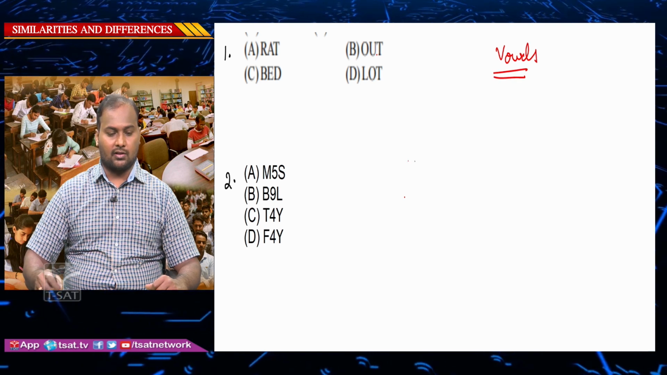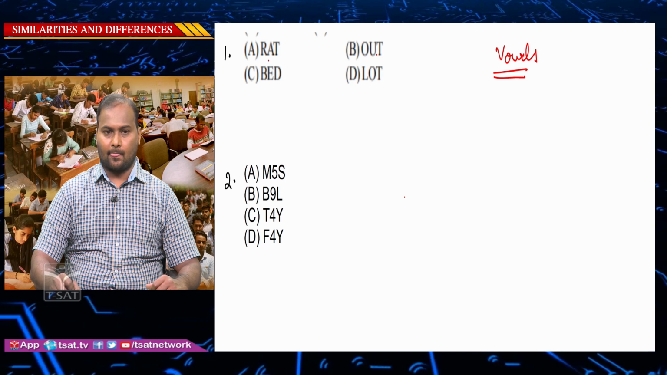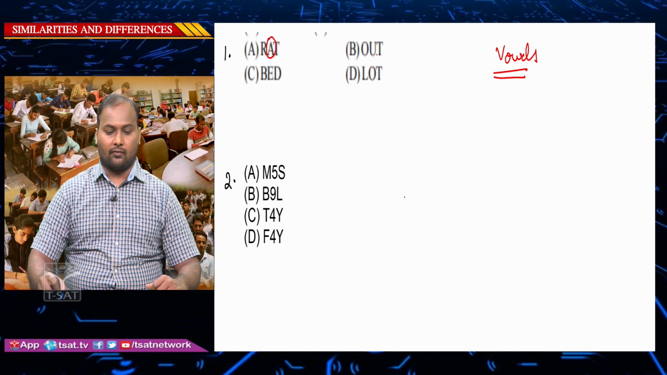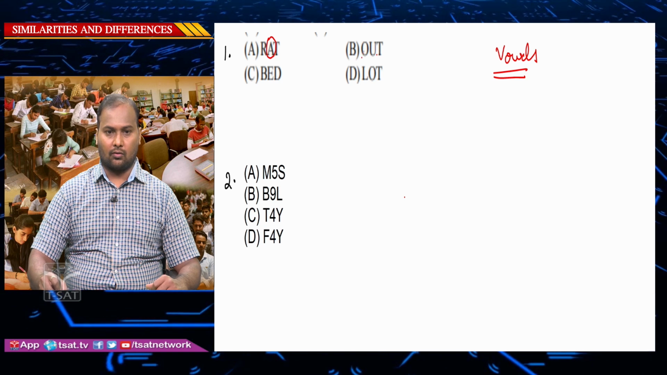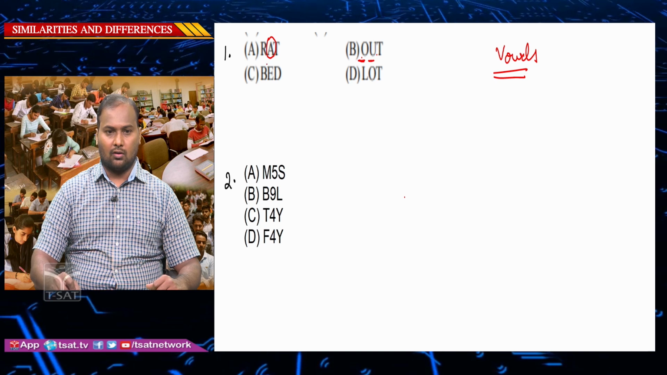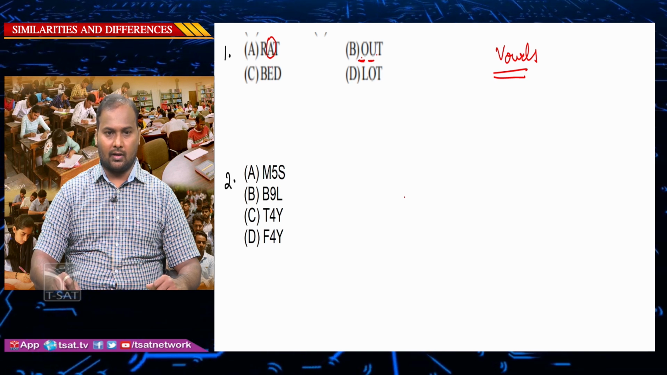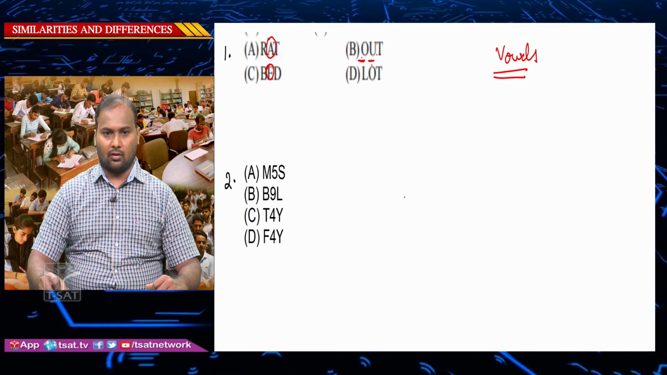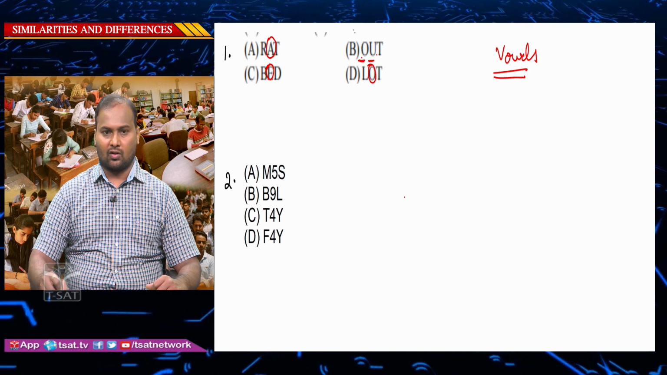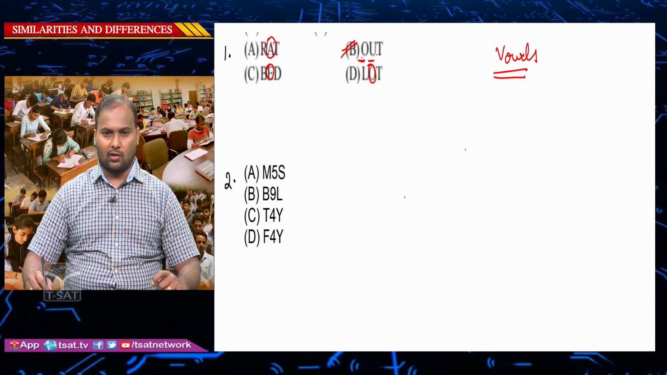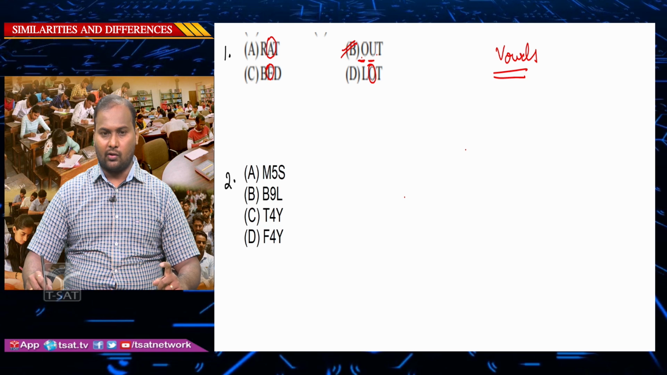For example, in this question, in option A, RAT, where is the vowel? The center is the vowel. If you see option B, OUT, where is the vowel? There are two vowels, one is O, the other one is U. If you come to option C, BED, again, where is the vowel? At the center. In the same way, LOT, the vowel is at the center. So, what is the answer? B is the answer.